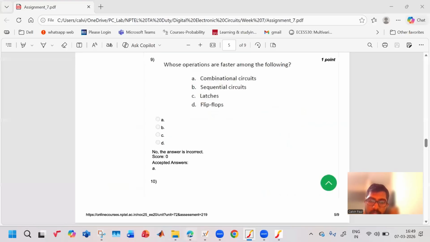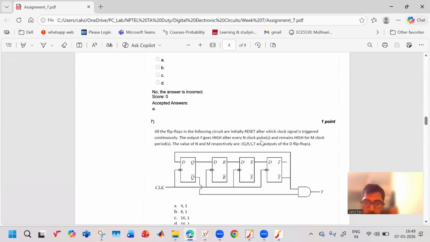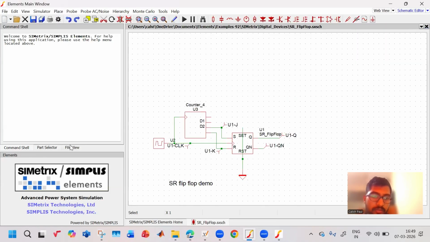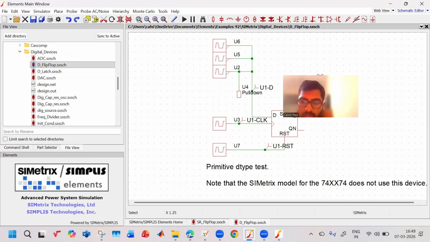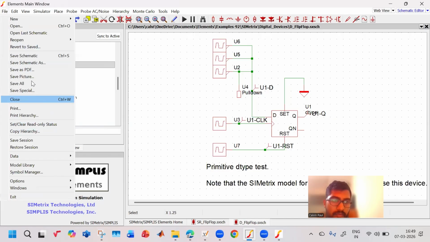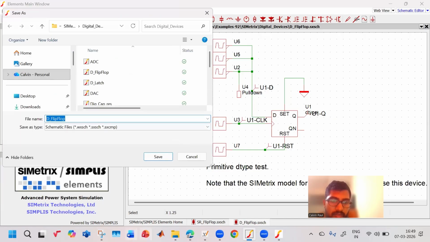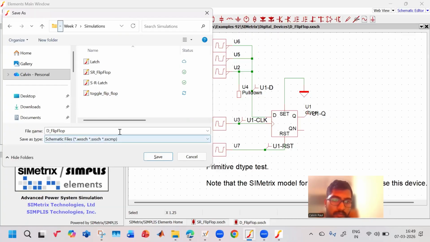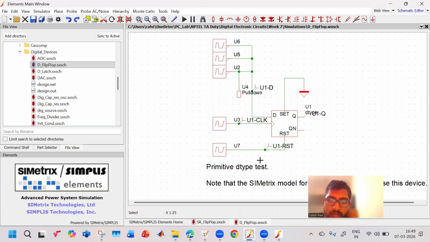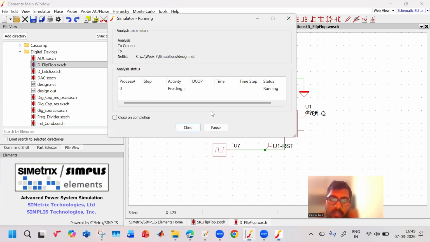All right. So let us look at one of the questions and try. You have this D flip flop, and let us try to analyze this circuit. Let us go for file, view, D flip flop. Oh, it's a bit advanced. Save schematic as D flip flop, save it, and run it.